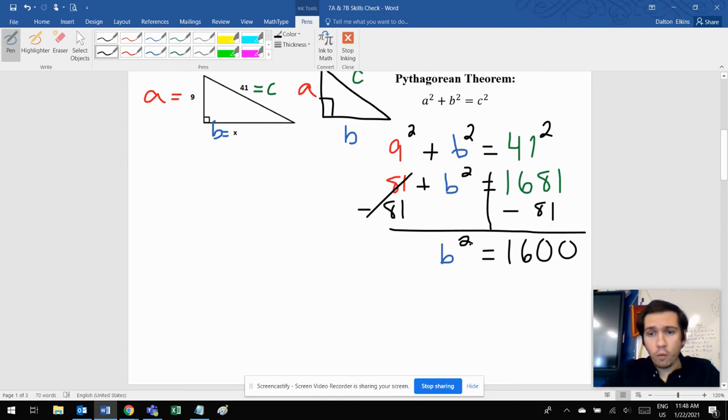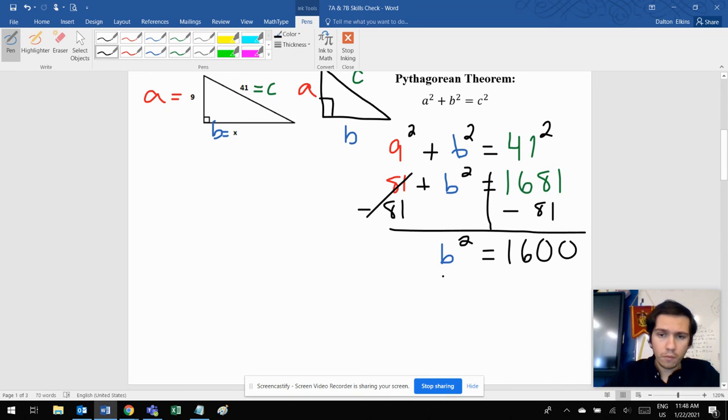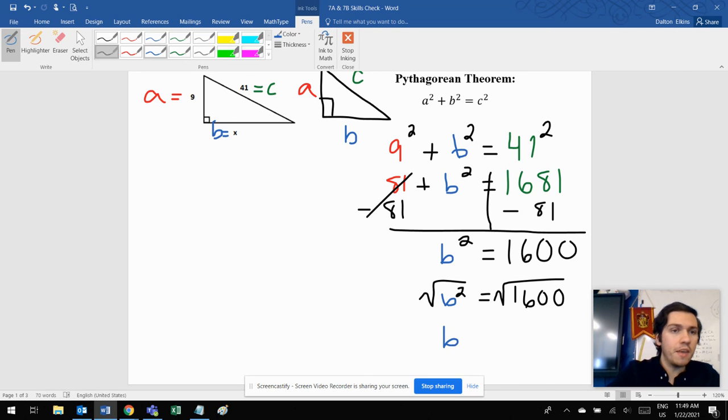Now again, I don't want b squared. It's helpful to know, but I just want b. If you think about this triangle, 9, 41, and then 1,600, that doesn't make any sense. Especially since we know the hypotenuse is the longest side, this side right here. So 41 is the biggest it could be. So we will take the square root of both of these numbers. Square root of 1,600 and then the square root of b squared. What will that do to b squared? Well, it'll actually just turn it into b.